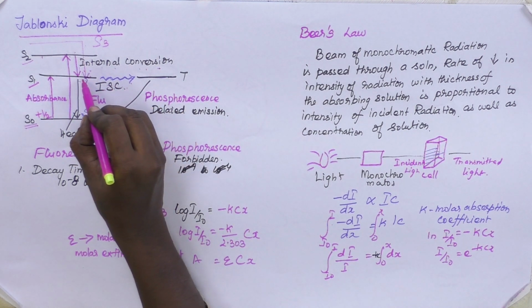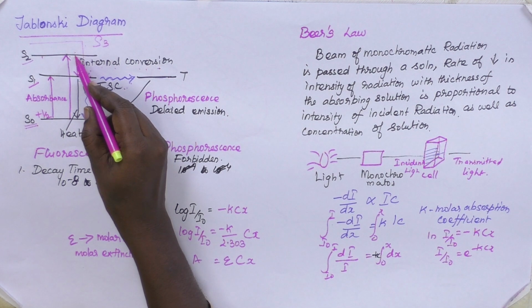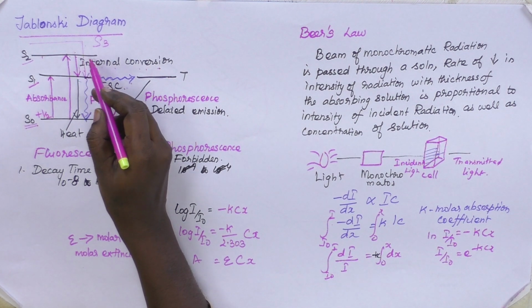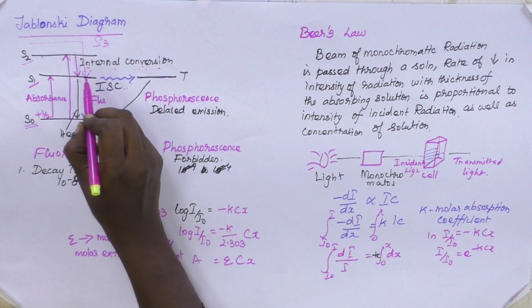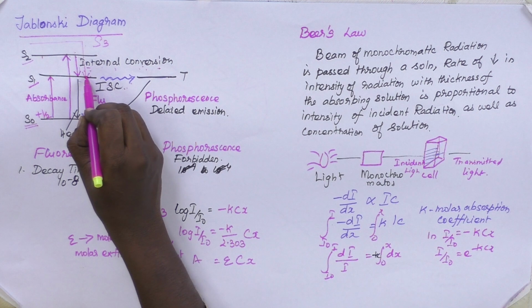Now we come to the singlet state. If a molecule absorbs the energy and moves to the highest excited state, the first process is internal conversion. Now the electron in the first singlet state.